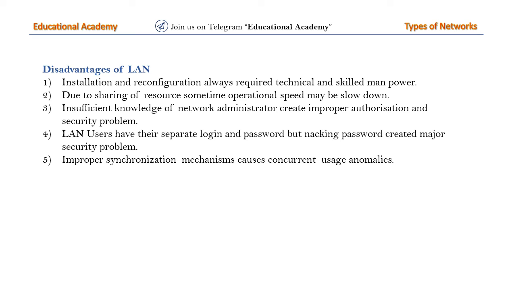Improper synchronization mechanism causes concurrent use anomalies. It is representing that if we are not synchronized properly, if our mechanism is not proper, if we are not updating our system, it will create a big problem.